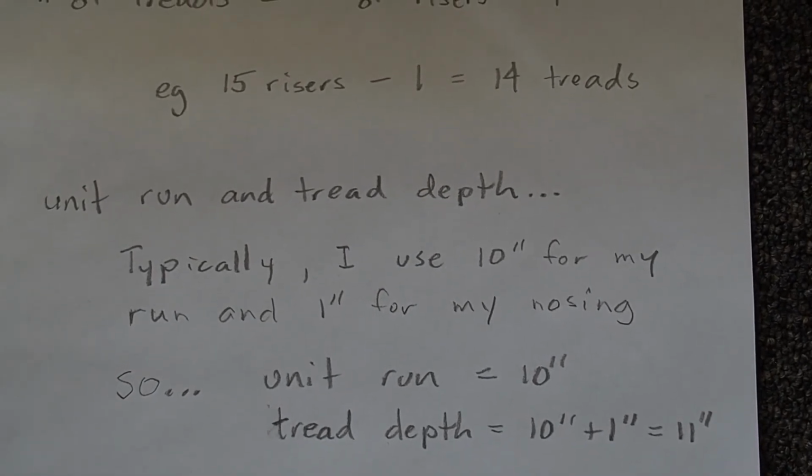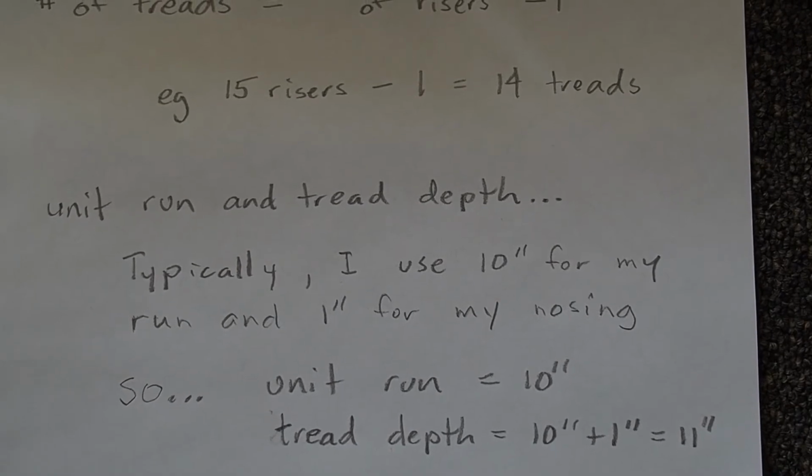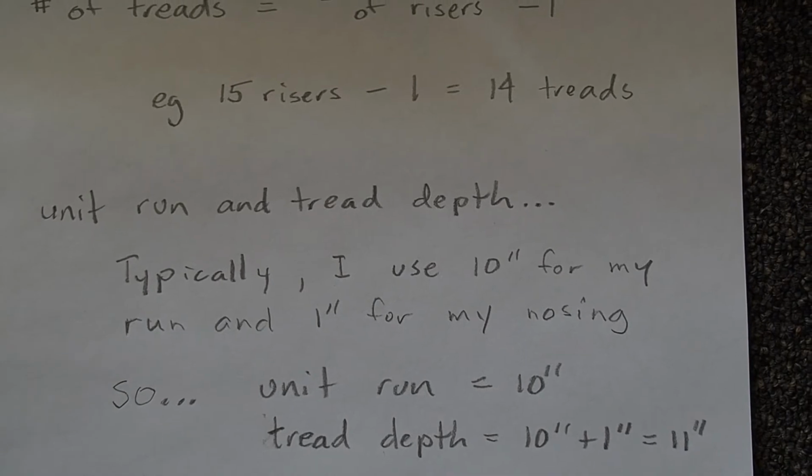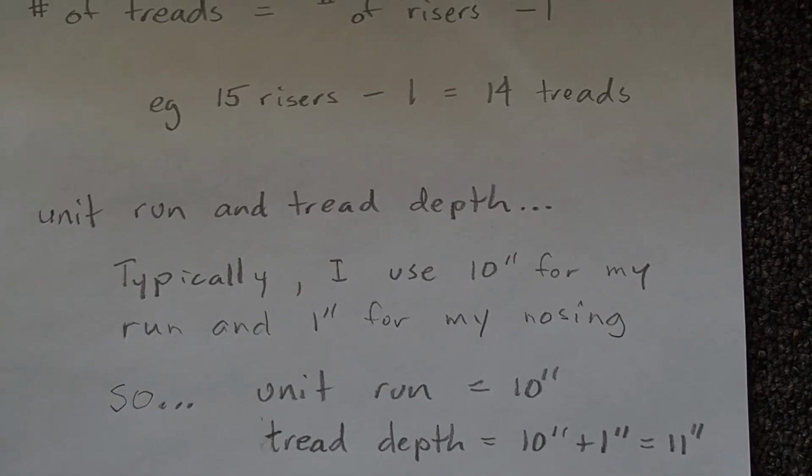That makes calculating my total run pretty simple also. The total run is just the number of treads times the unit run. So in my case, it'd be 14 treads times 10 inches, or 140 inches.